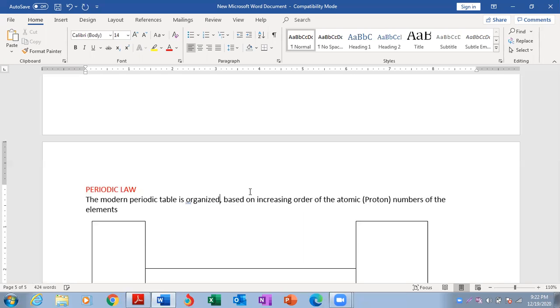So my dear students, the periodic table is organized based on the increasing order of the protonic number or atomic number. Before, periodic tables were organized based on nucleon or mass number, but the new periodic table is totally based on what? The increasing order of the atomic number. If I'm moving from left hand side to right hand side or from top to bottom, the number of protons will increase.